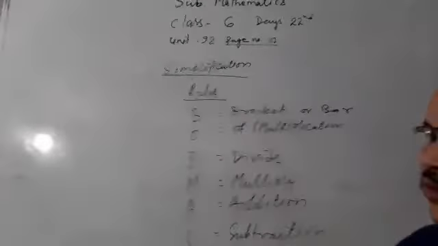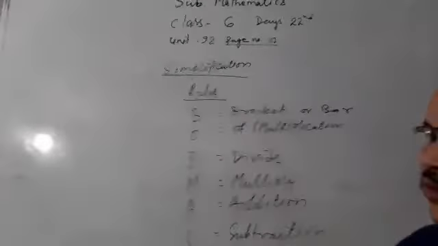Bar means that sometimes in questions there are two numbers with a minus sign between them and a line appearing above them. That is called the bar. When a bar comes in the questions, we open the bar first, before division, multiplication, addition or subtraction.